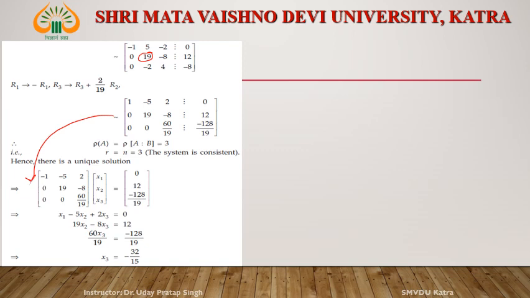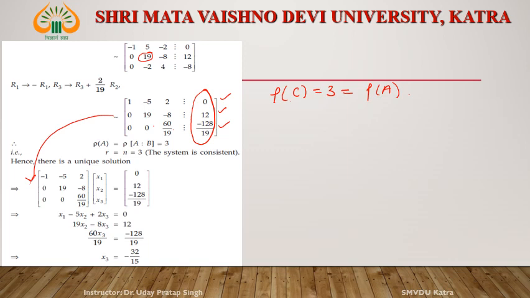Now what is the rank of the matrix? There are 3 non-zero rows: first non-zero row, second non-zero row, third non-zero row. It means rank of C is equal to 3. How many non-zero rows in A? Leave this column and see how many non-zero rows in A: 3. Rank of A is equal to 3, equal to the number of unknowns. Rank of A equals rank of C equals the number of unknowns.